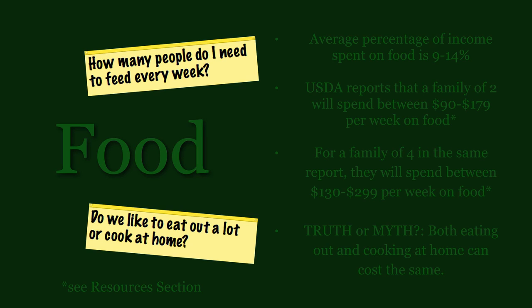Now, a family of four spends between $130 and $299 per week on food. Again, it's the same situation. You have the very thrifty families at $130 and the more lavish at $299 per week. So that's a family of four. And obviously, some kids eat more than others, some don't eat a whole lot. Everybody's household is going to look a little bit different, so you really need to determine how much money you need to set aside in order to feed your family.